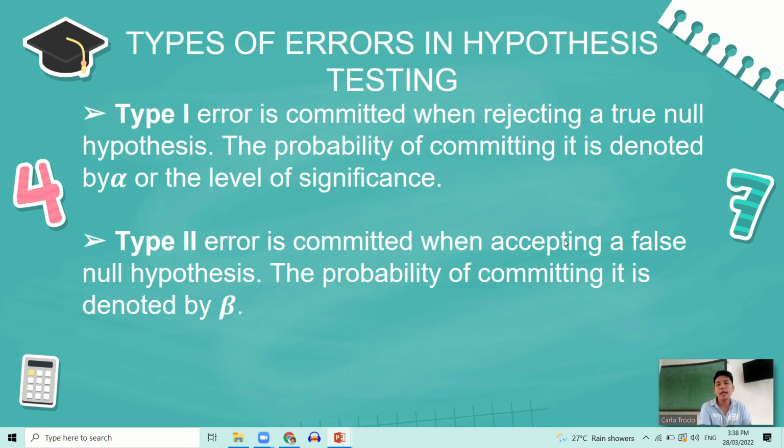Before we have the computations, let us know first the types of errors in hypothesis testing. Type 1 error is committed when rejecting a true null hypothesis. We rejected the true null hypothesis because of the wrong computation. Type 2 error is committed when accepting a false null hypothesis. We accepted the false null hypothesis. That is type 2 error.